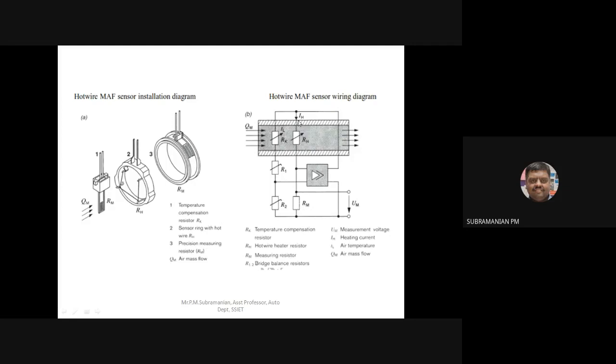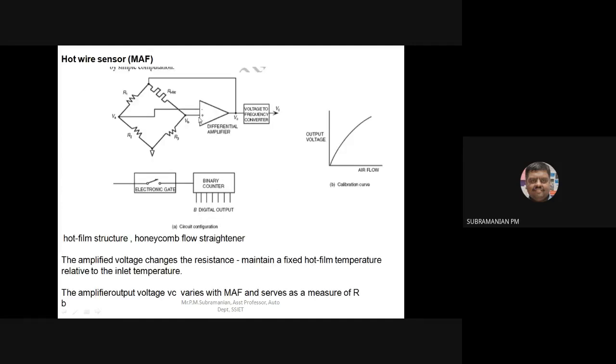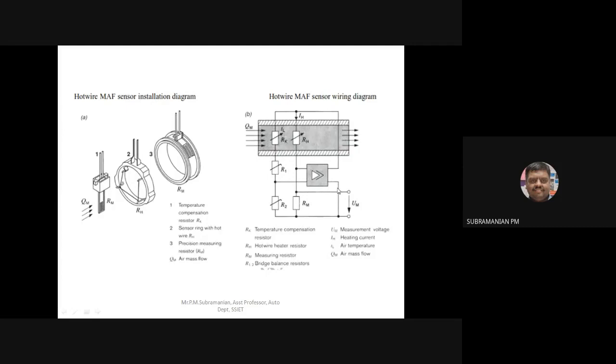IH is the heating current, the current going to the resistor. IL is the air temperature, and QM is the air mass flow. So this layout will be good. It is the Wheatstone bridge I told you about, the same thing, we are only representing it like this, nothing different. RM is the resistance of this measuring resistor.